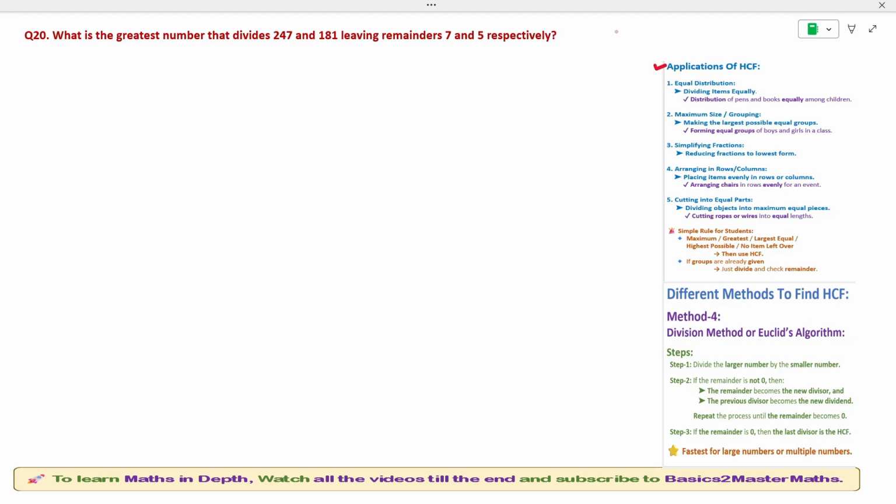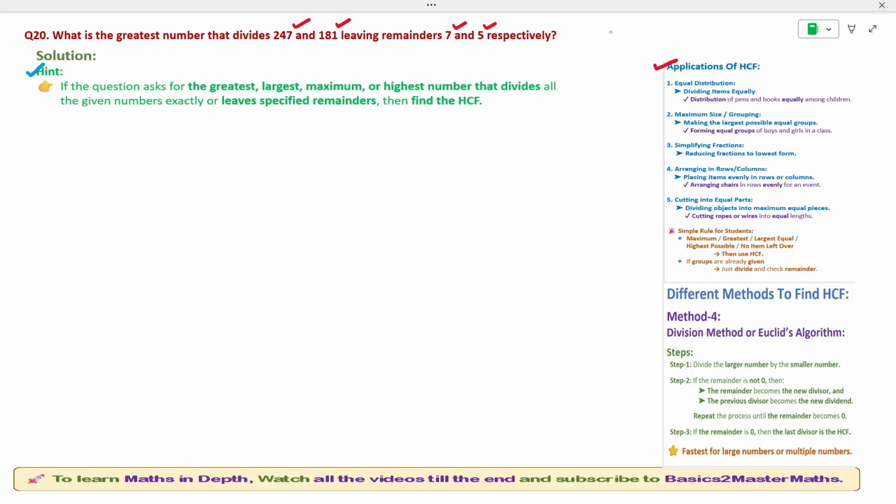We will solve another word problem on the applications of HCF. What is the greatest number that divides 247 and 181, leaving remainders 7 and 5 respectively? Hint: if the question asks for the greatest, largest, maximum, or highest number that divides all the given numbers exactly or leaves specified remainders, then we need to find the HCF.